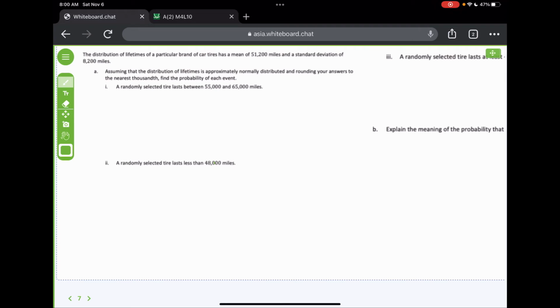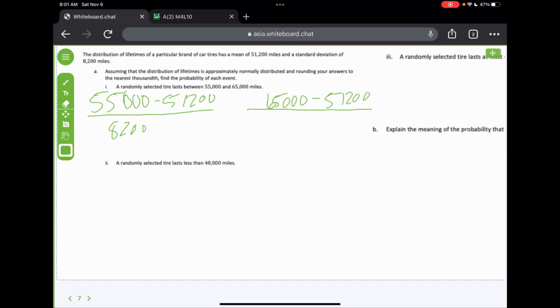So a randomly selected tire lasts between 55,000 and 65,000 miles. So we're finding in between two different mileages here. So first we're going to find the first mileage of 55,000 minus the mean divided by the standard deviation. And go ahead, while you've got that in your mind, write the other one, the value of 65,000 minus 51,200. And then you're going to divide that by the standard deviation.